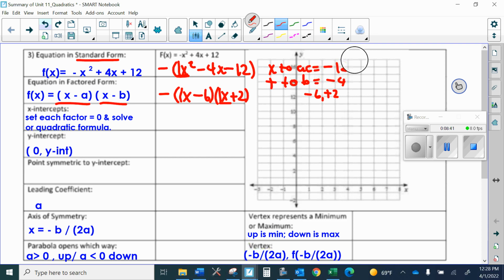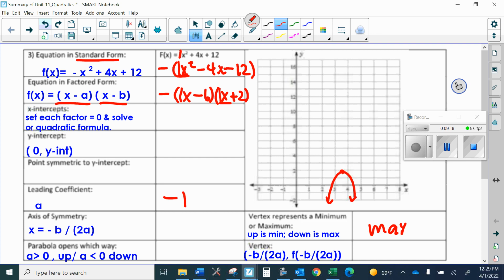Okay, on the DCAS, they could give it to you in any form. They might give it to you in standard form one time, factored form another time, and vertex form, which is going to be our third example we look at, another time. You have to be able to identify the graph or graph it from all three ways. Now, we've already identified that it opens down from the leading coefficient being negative 1. Okay, so if it opens down, that's going to be a max. If it opens down like that, for example, obviously that value is a max.